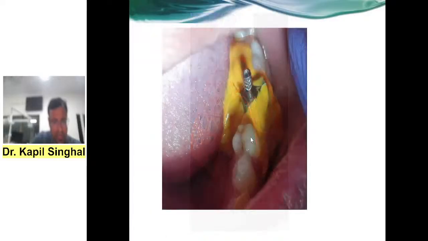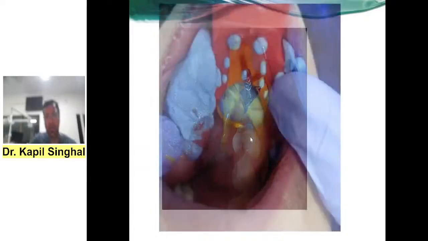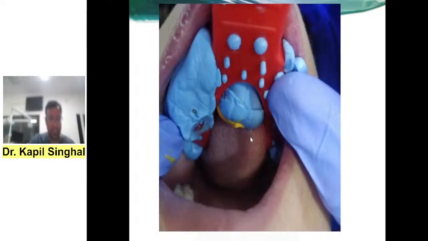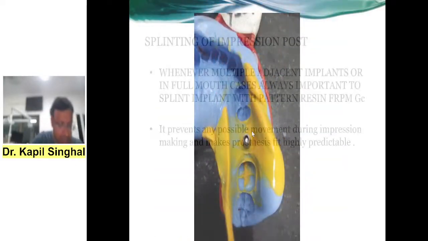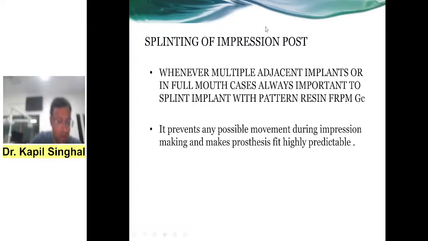So these are the two impression techniques. Now, there is one more technique in impression that is known as splinting of impression posts. A lot of the time, there are multiple adjacent implants. When you want to make an impression in such cases, it is mandatory that you splint the adjacent impression posts. So now, what is splinting?